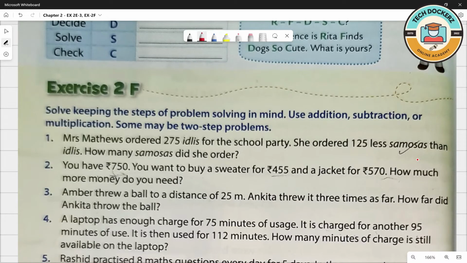Exercise 2F, question number 1. Mrs. Matthews ordered 275 idlis for the school party. She ordered 125 less samosas than idlis. How many samosas did she order? So what is the signal word here? 125 less samosas than idlis. So we will do the subtraction. Let's solve this question.